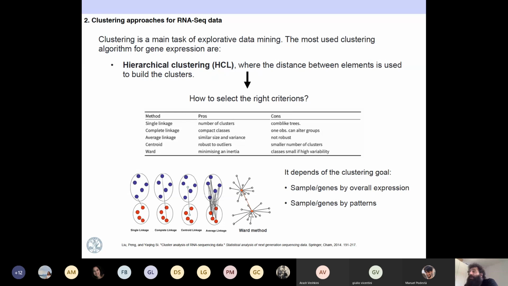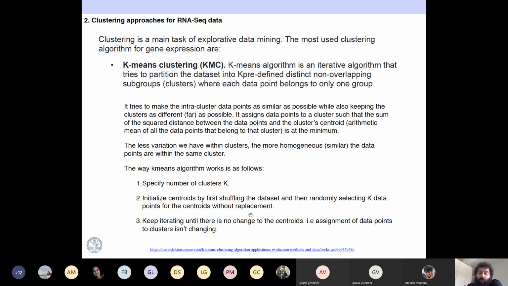Which one you should use? It depends on the clustering goal. Okay. Samples or genes. So you have the samples, the target is to cluster them by the overall expression. You may use some method. If you want to cluster them by pattern, you may use another one. So, for example, by overall expression, things like Ward methods could be useful. Meanwhile, for patterns, average linkage could be more useful. Okay, it depends. So that is in terms of hierarchical clustering.